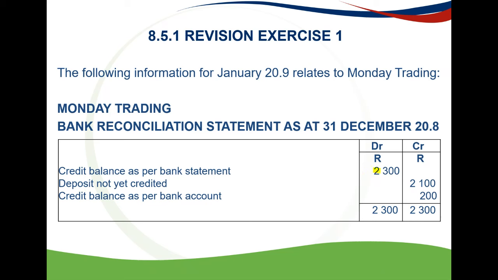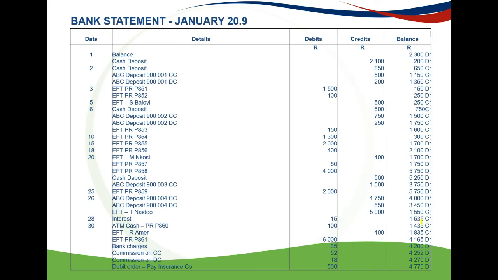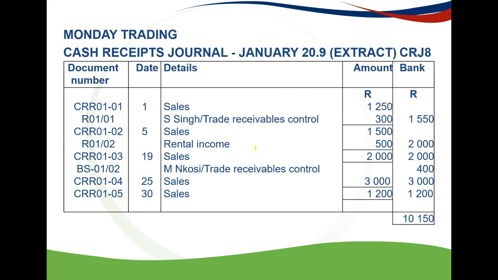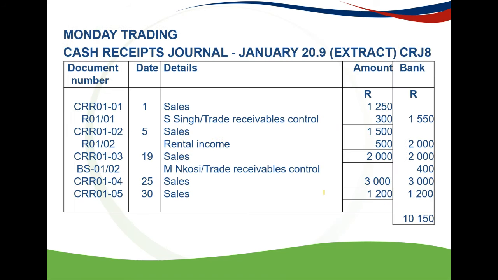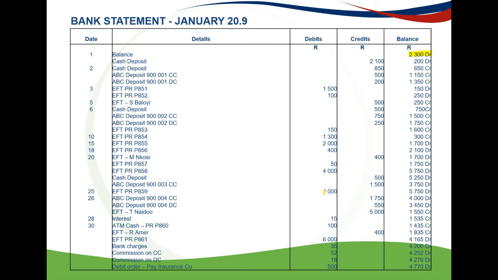because we've noted that this opening balance of 2,300 reflects, yeah, because it's our debit balance there. So we're happy that is fine. Now here there was a deposit not yet credited for 2,100. So now we must go and see that 2,100, yes, it is. Okay, we're happy. 2,100, it's now been recorded.